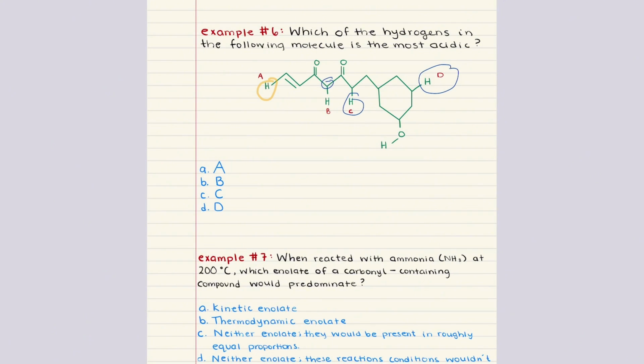Finally, we have hydrogen D. It's attached to an sp3 carbon, so it's the least acidic of the hydrogens we've explored. If we were to rank them from least to most acidic, it would be hydrogen D is the least acidic, then A is a little bit more acidic, then C, and then finally B. Hydrogen B is the most acidic hydrogen, so the correct answer for problem 6 is B.